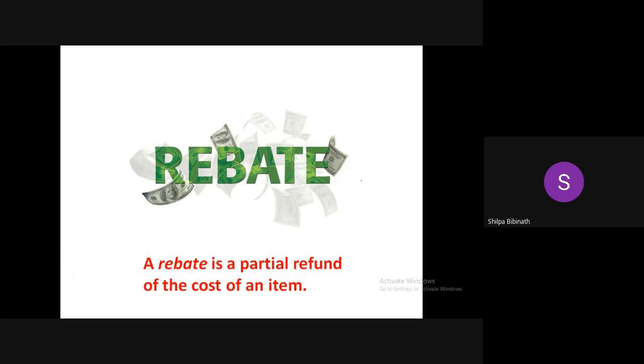Then you come across a word rebate. What do you mean by rebate, students? So rebate is nothing but a partial refund of the cost of an item. Now rebate means what?